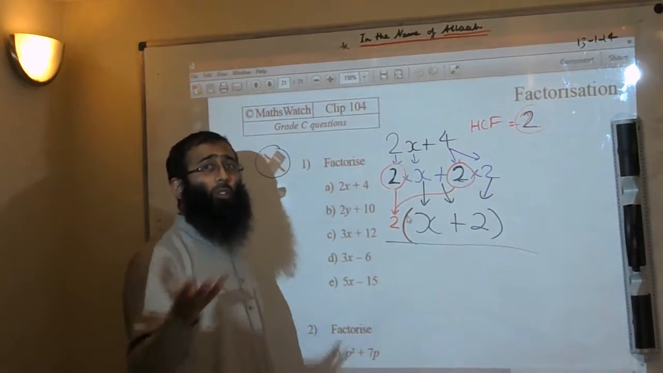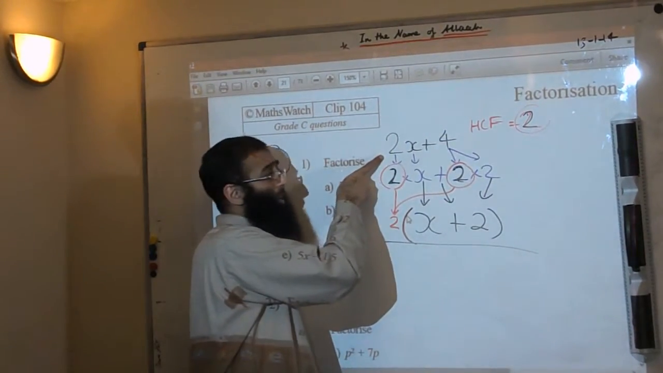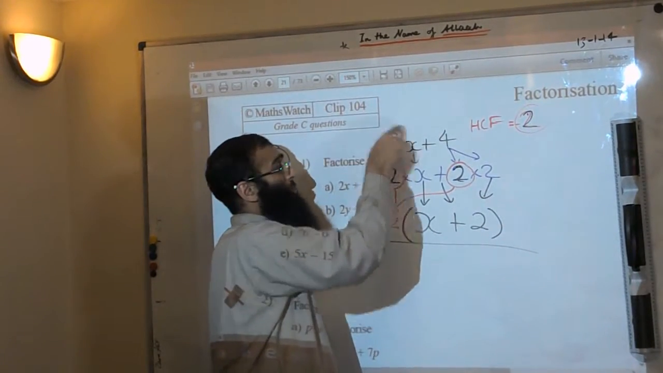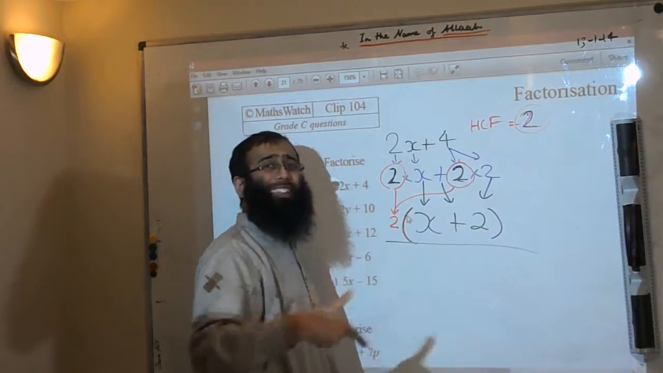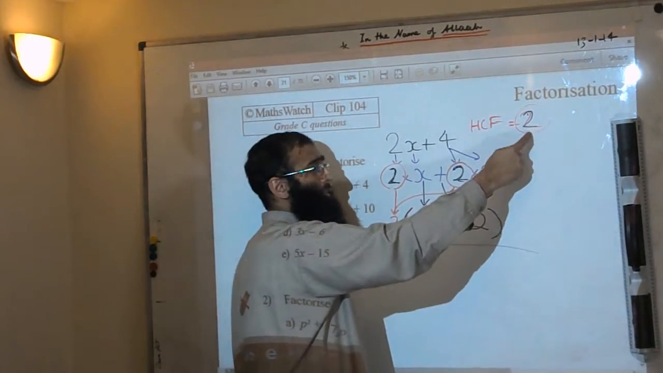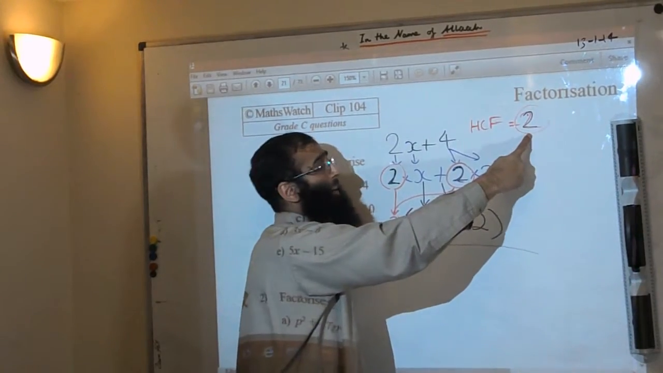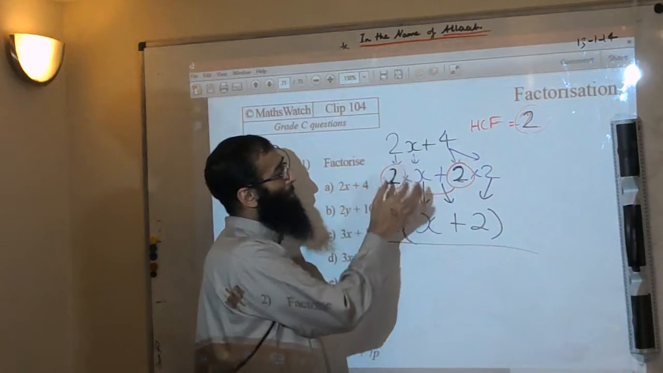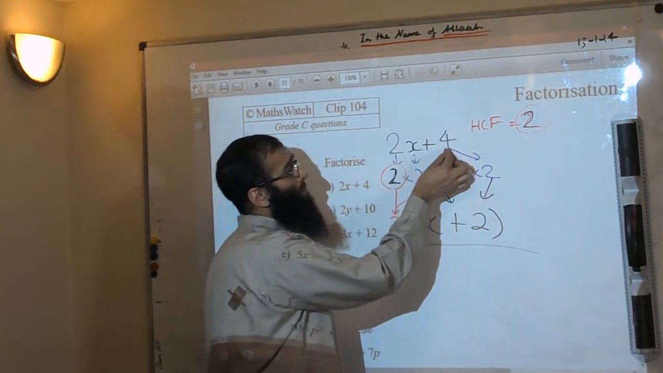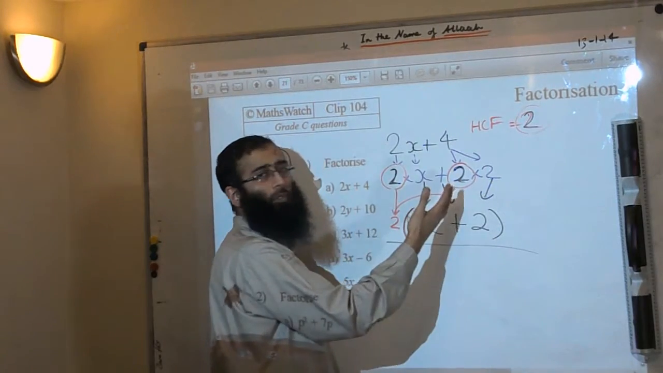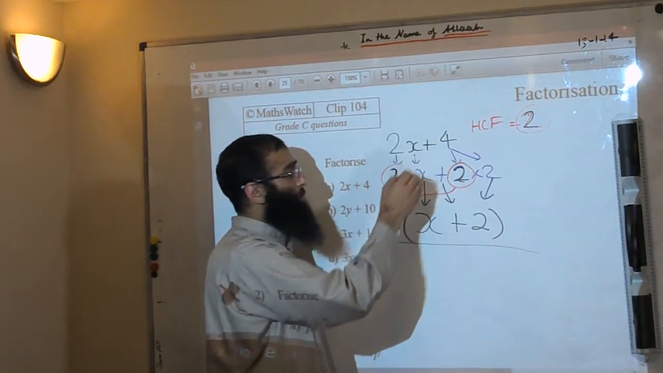So let's have a look at that question once more. We have 2x plus 4. We looked at the numbers, we said there's 2 in here, which you can see. And the 4 also contains the 2 in there, because 4 is made up of 2 times by 2. So we said the biggest number that they'll both divide by is 2. 2 is the highest common factor. So 2x can be split up into 2 times by x, plus 4 can be split up into 2 times by 2. So we've got the same, it's equivalent to the above, but written in a different way.